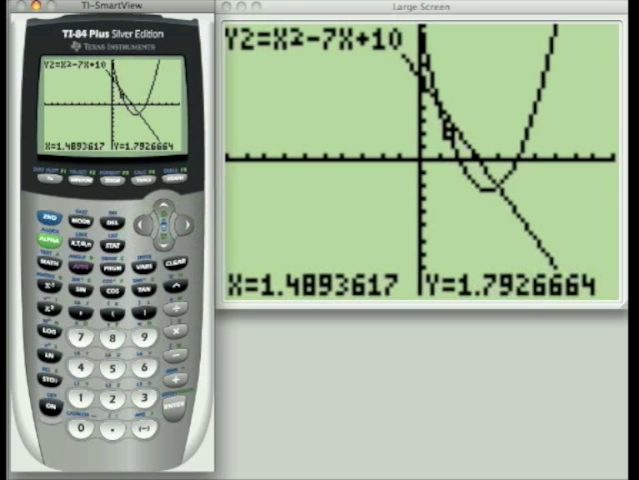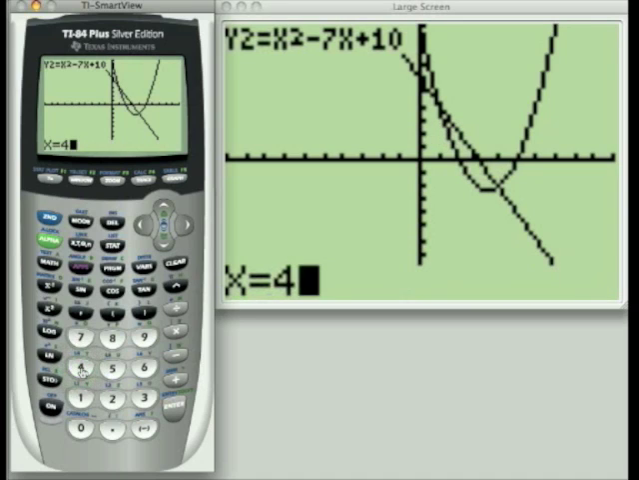Another handy thing with the trace button is if I want to jump to any specific x value, I can just go down to my number pad. For example, if I want to jump to x equals 4 on this quadratic equation, or on the parabola, I type in 4, hit enter, and it jumps right there. What's neat about this is it shows the corresponding y that goes along with it. So you know this point is 4, negative 2.